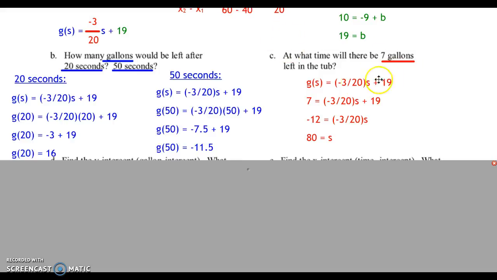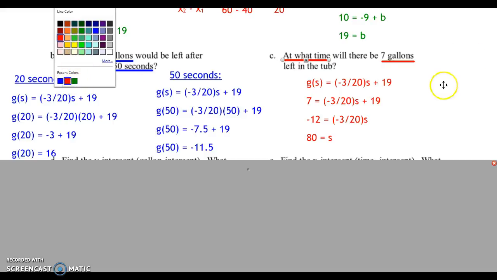For letter C, I did something a little bit different. 7 gallons was my output, so I substituted G of S, that whole entire piece, with 7. And then I got negative 3 over 20 times S. Remember, we don't know what S is. We're looking for at what time. So I guess realistically, we should underline at what time. And it should be in red because that's the color we're using.